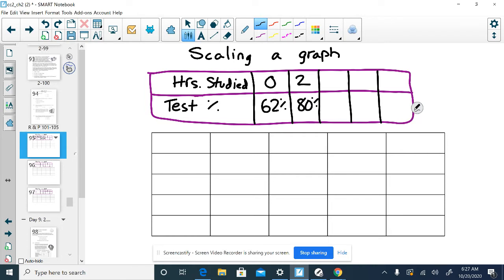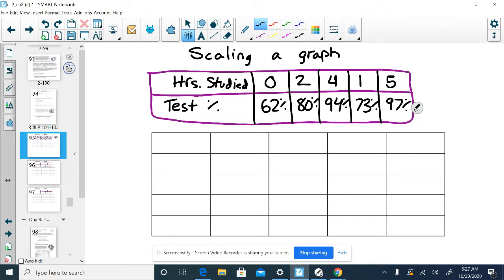Another student studies for 4 hours, and they have a test score of 94%. And then another student studies for 1 hour, they have a test score of 73. And then there's a student that studies for 5 hours, believe it or not, and here they scored 97.